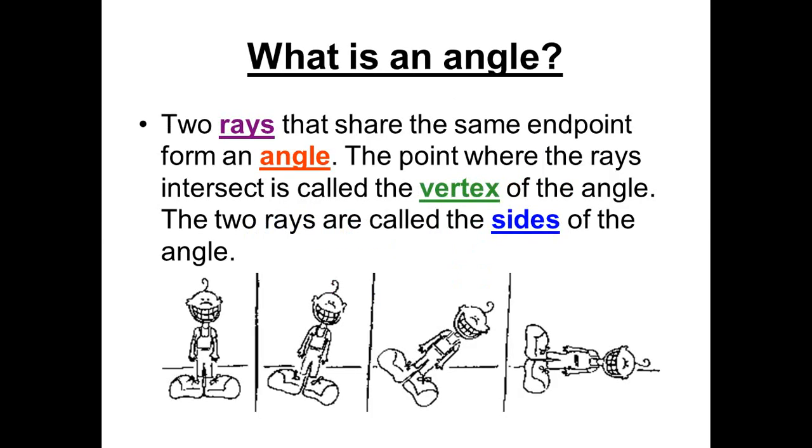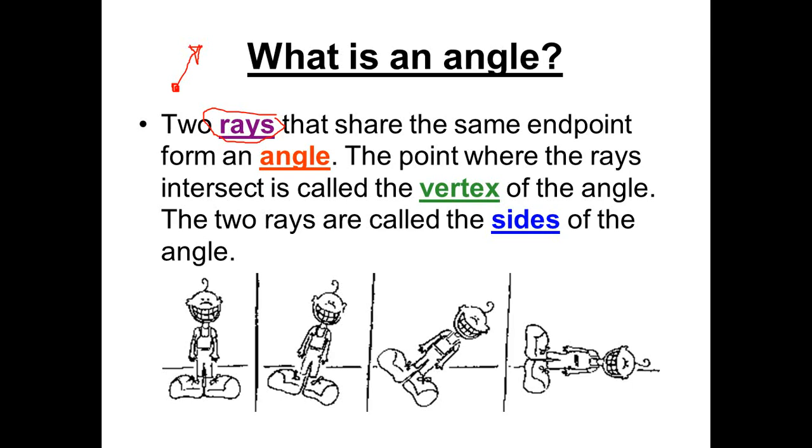So let's see first what is an angle. An angle is two rays that share the same endpoint. Remember, how does a ray actually look like? A ray looks like this one. Here it has an endpoint and has an arrow at the end. Okay, so this is how a ray looks like. Two rays together sharing the same endpoint form an angle.